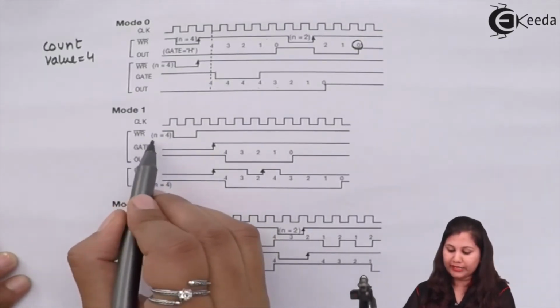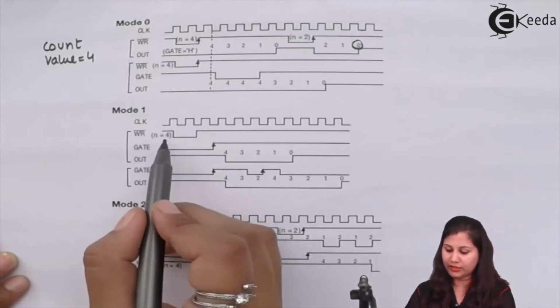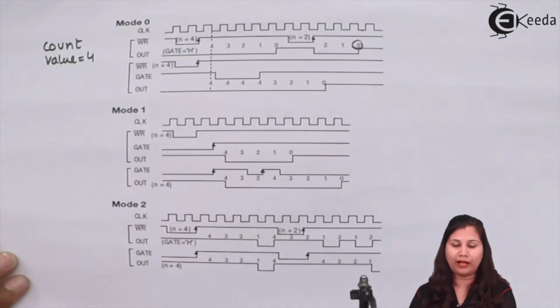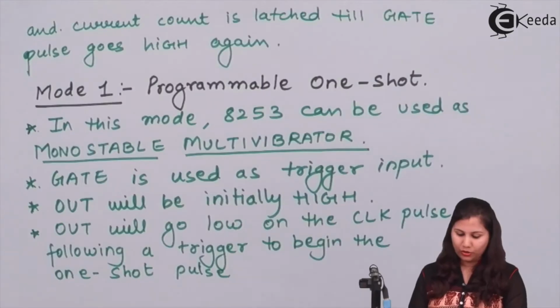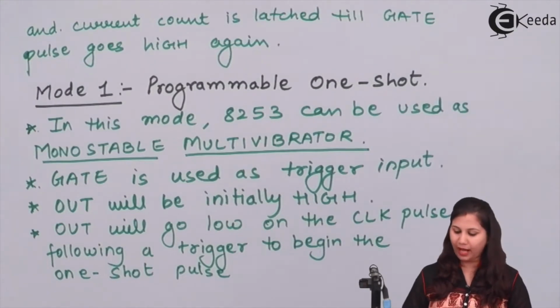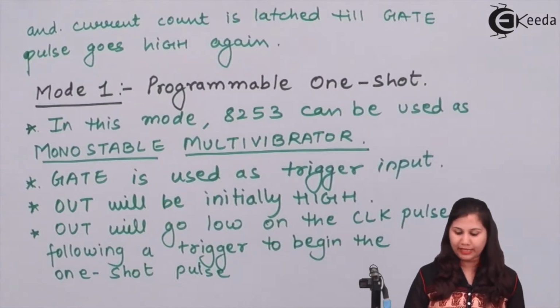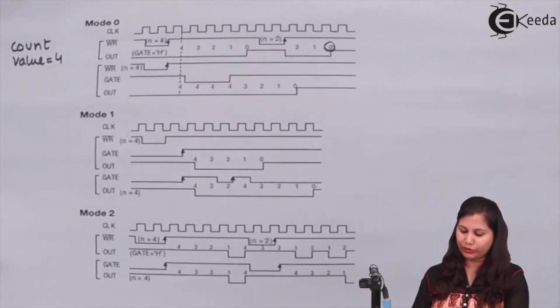So through the write signal, the count value, which is 4, is loaded into the counter. In this mode, the out signal will be initially high, and the out will go low on the clock pulse following a trigger to begin the one shot pulse.